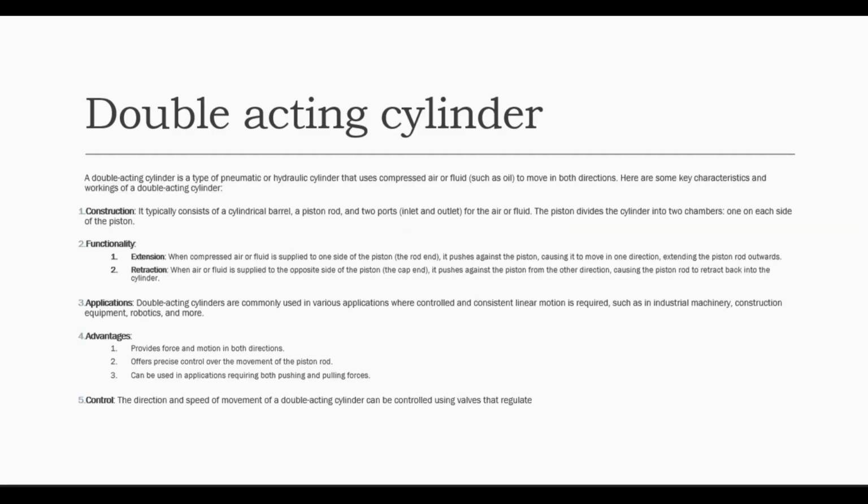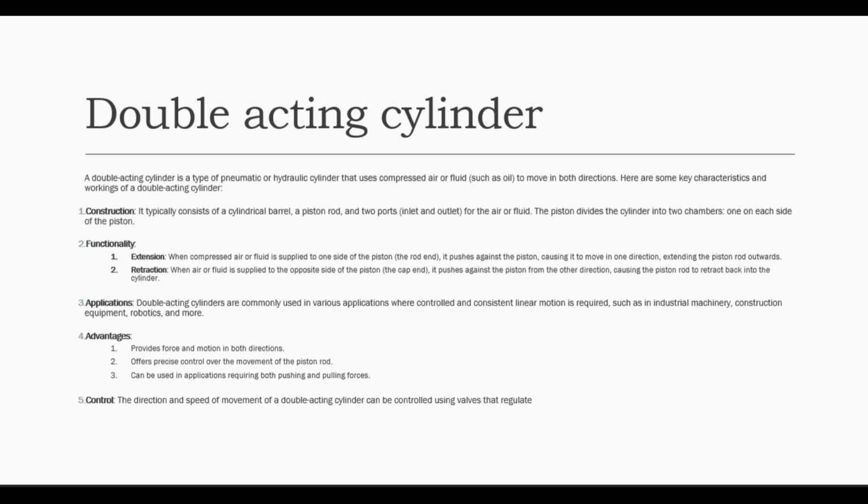Double-acting cylinder. A double-acting cylinder is a type of pneumatic or hydraulic cylinder that uses compressed air or fluid, such as oil, to move in both directions. Here are some key characteristics and workings of a double-acting cylinder. Construction. It typically consists of a cylindrical barrel, a piston rod, and two ports, inlet and outlet, for the air or fluid. The piston divides the cylinder into two chambers, one on each side of the piston.